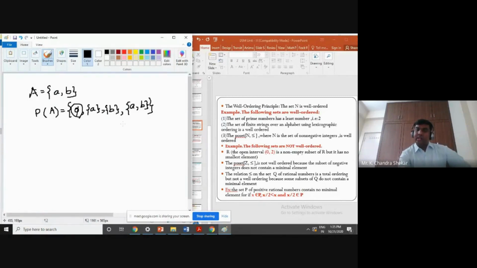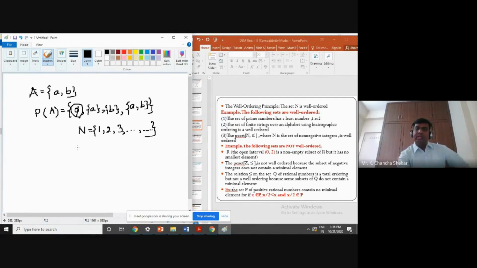So partial ordered set. Now he is asking about the partial ordered set where the given set is non-negative integers with less than or equal to. Is it well ordered or not? Non-negative integers means starting from 0, which can be positive or negative, so let me consider from 1. So it is 1, 2, 3 and so on. I don't know the last, it's an infinite series again.